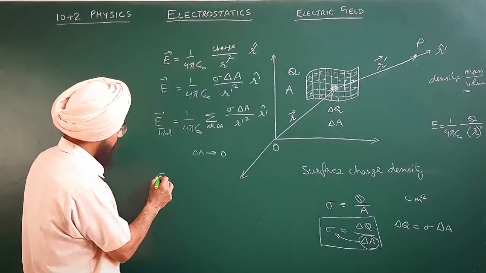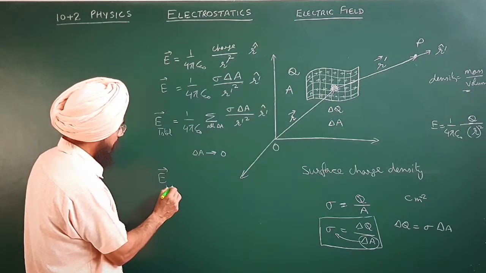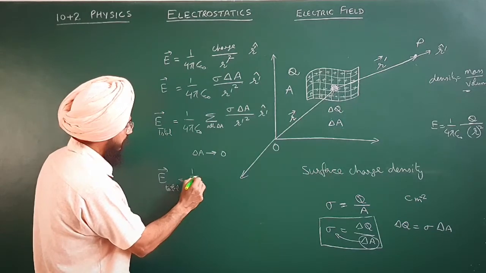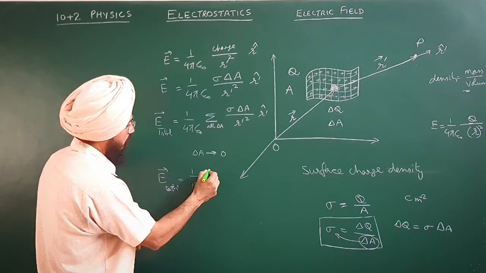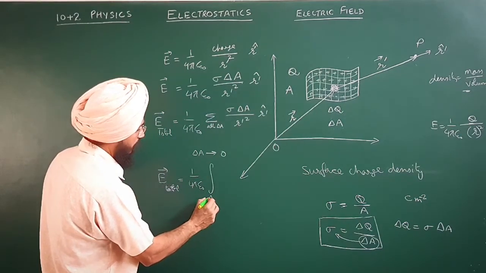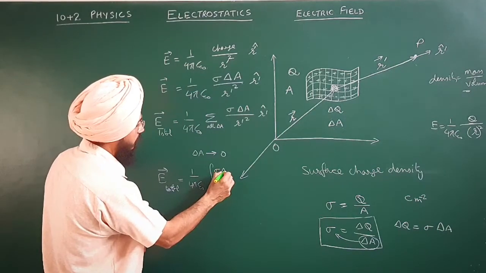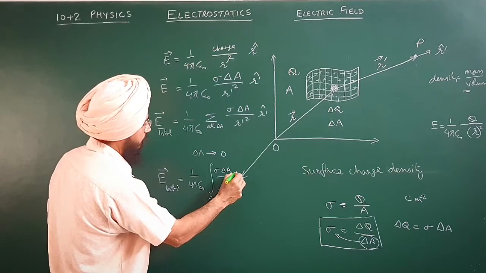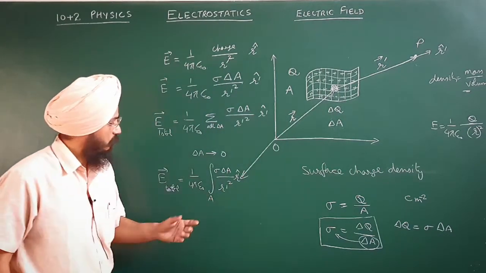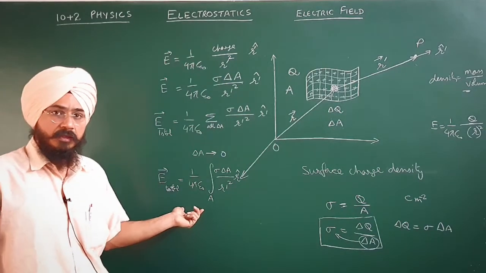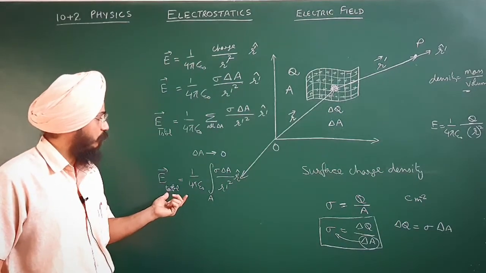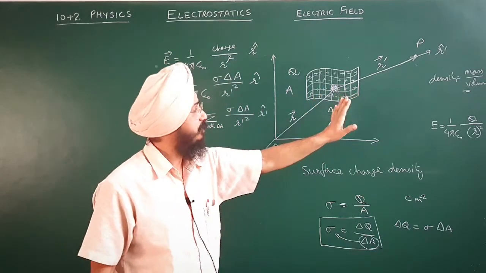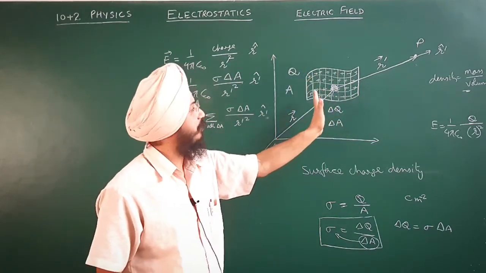then I will write E total as the integral over the whole area of sigma delta A upon r dash square into r dash cap. So this is the way we calculate the total electric field of a continuous charge distribution. This is the case when the continuous charge is present on a sheet.